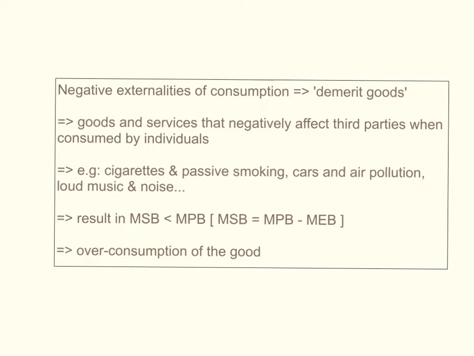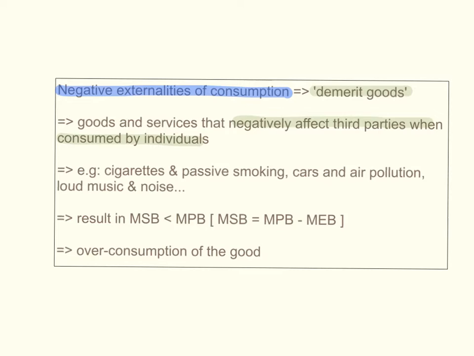So we've covered the negative externalities of production. Now let's cover the negative externalities of consumption. These occur in the case of consuming demerit goods. So demerit goods are goods or services that are consumed and they impose external costs on third parties. Their consumption basically negatively affects third parties when consumed by individuals.